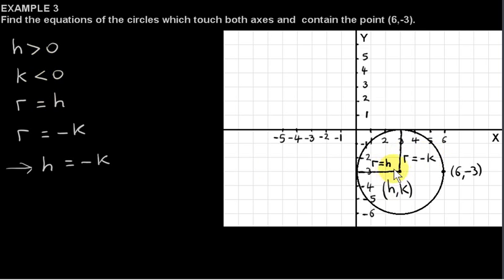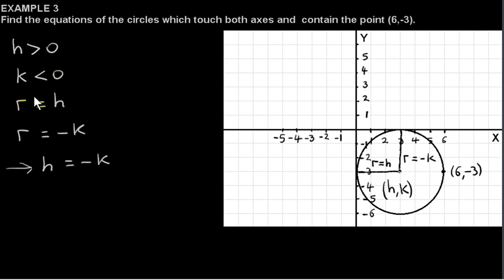Just to recap on this, since the circle must be located in this quadrant here, we can see that h, the x value of the center, must be positive. k, the y value of the center, must be negative because the point is below the x-axis. We can see that the radius, which is always a positive number, is equal to h, and we can also see that the radius is equal to minus k. k is a negative number, so if we minus it, we'll get a positive value.